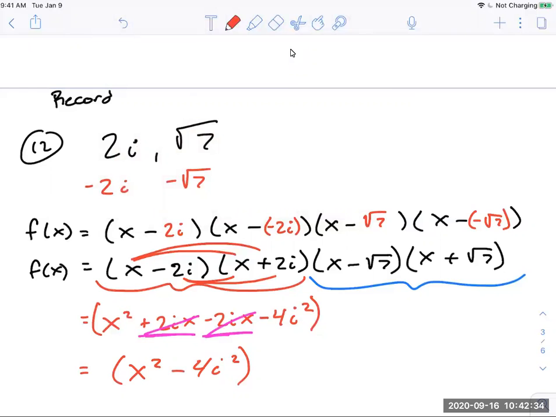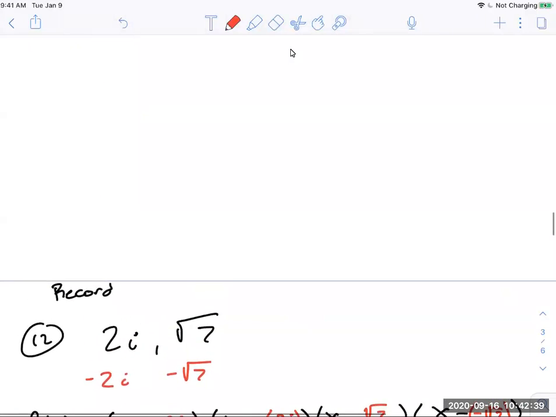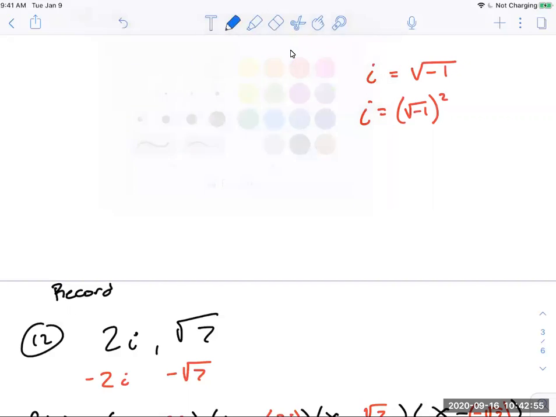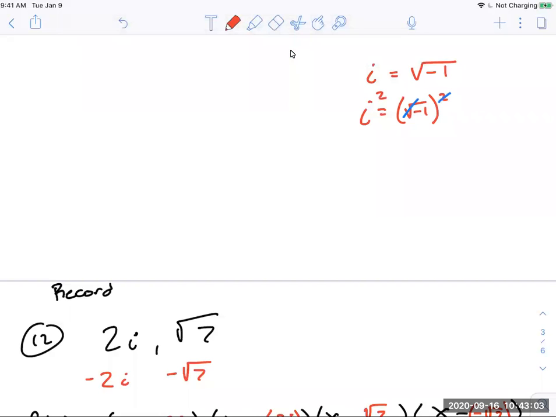Now let's think about what i squared means. I'm going to show you a little chart that we're going to make. When I have i, that means the square root of negative 1. i squared would mean the square root of negative 1, squared. Square roots and squares are opposite. They're inverses, which means they cancel. This cancels with this. Therefore, i squared is just negative 1.